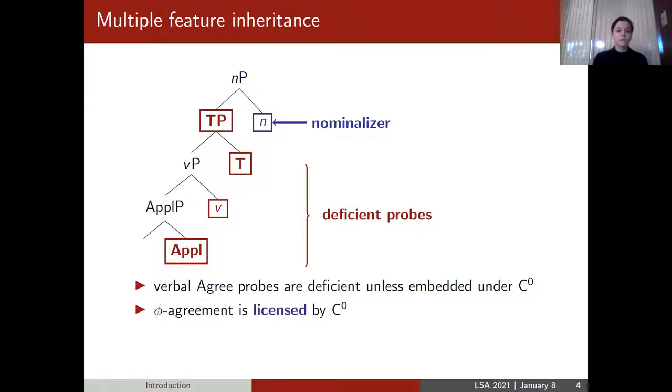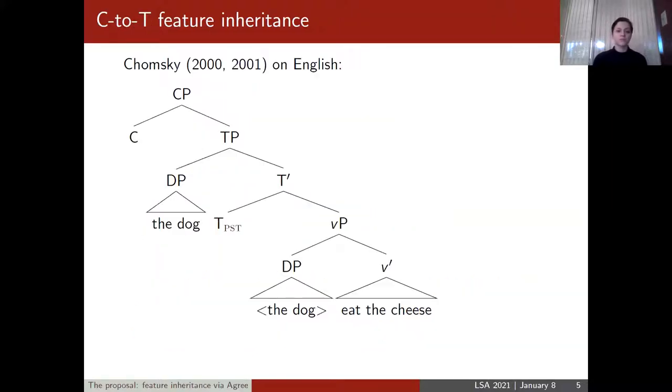This phi agreement, I will propose, is licensed by C, and it's best modeled as a type of multiple feature inheritance via Agree, because it has to be both long distance and it has to happen multiple times, because there are several probes in the structure.